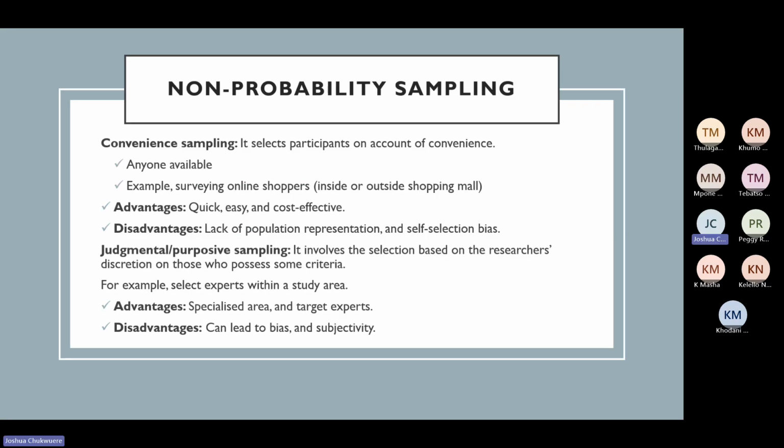Within that, there are different kinds of non-probability sampling. One of them is convenience sampling. This involves the selection of participants on the account of convenience. And one of them is what? Availability.